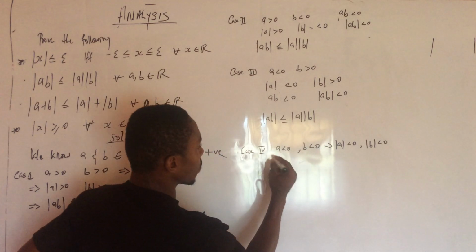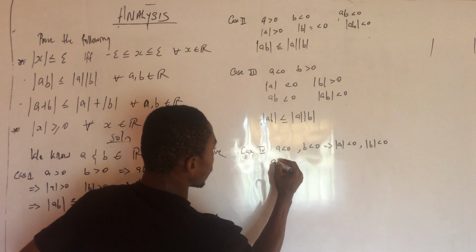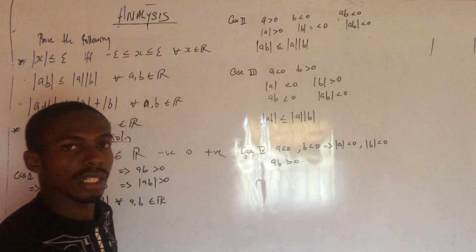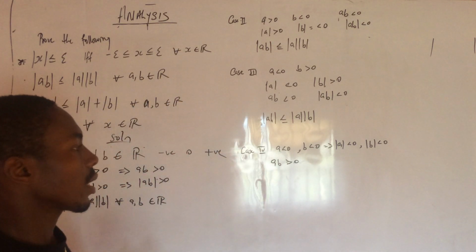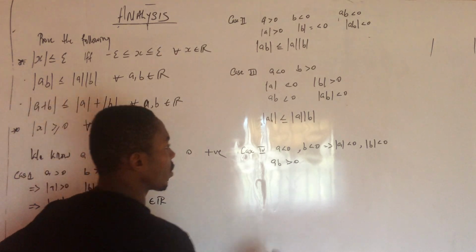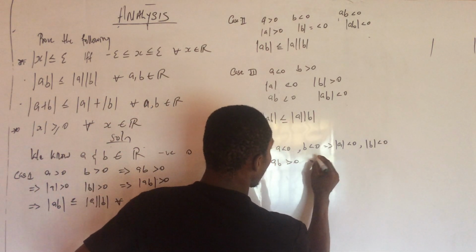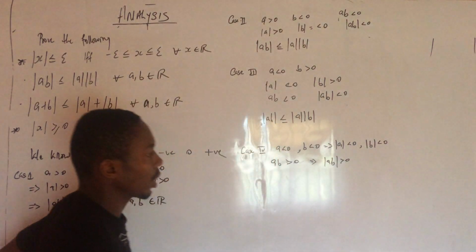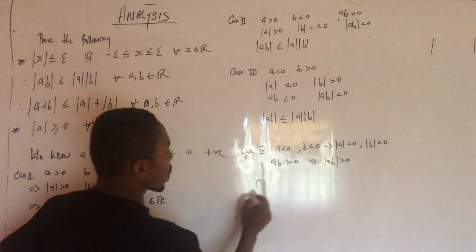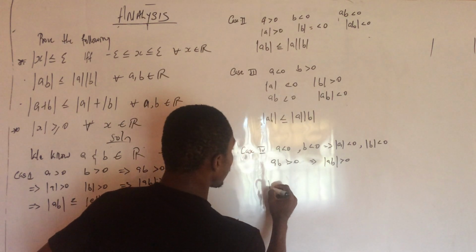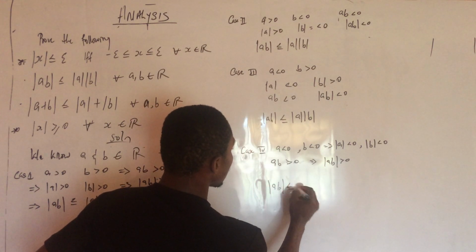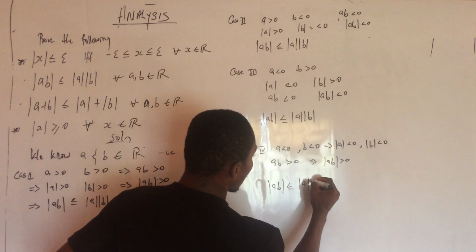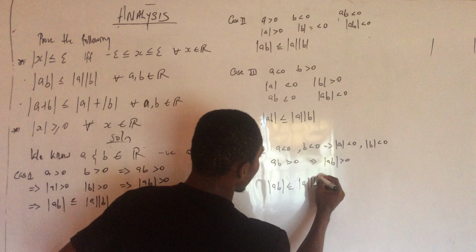We are now going to say that A multiplied by B is greater than 0. Since A is negative, B is negative, negative multiplied by negative is going to give us positive, and therefore absolute value of AB now is going to be greater than 0. So now what does this mean? That absolute value of AB is less or equal to absolute value of A and absolute value of B.